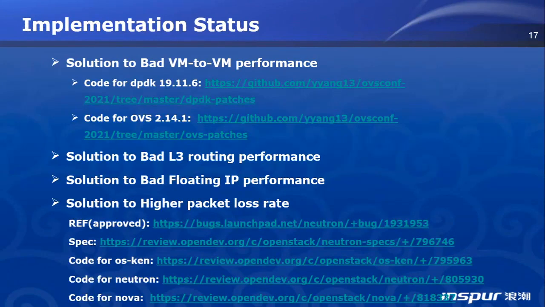Our DPDK patches and OVS patches have been uploaded into my personal GitHub repo. You can apply them against the corresponding DPDK and OVS versions and improve your virtual network performance significantly. We also proposed a spec for Neutron. It has been approved by Neutron core members. The implementation code is also there. You can apply them to your OpenStack and enjoy a huge performance boost.